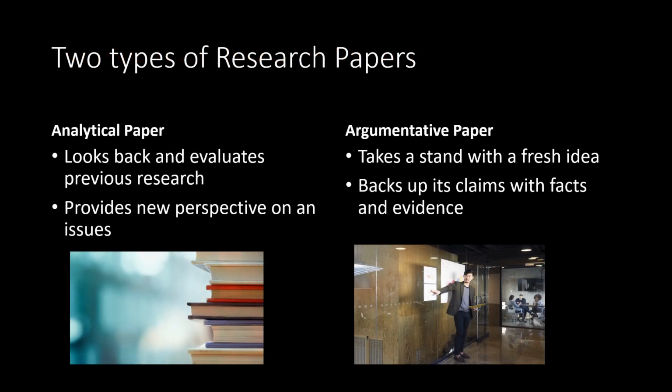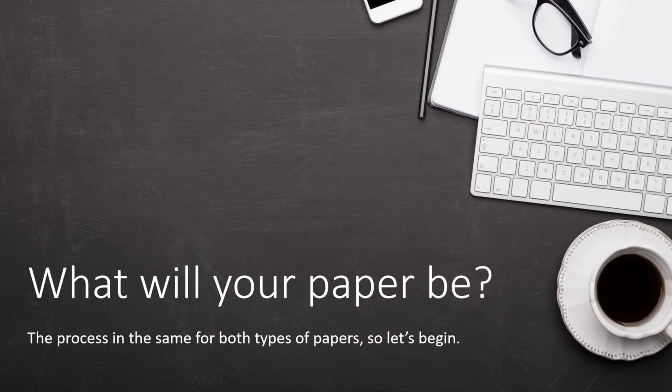There are two types of research papers. The analytical paper looks back and evaluates previous research in order to provide new perspective on an issue. The argumentative paper takes a stand with a fresh idea and backs up its claims with facts and evidence. What will your paper be? The process is the same for both types of papers, so let's begin.